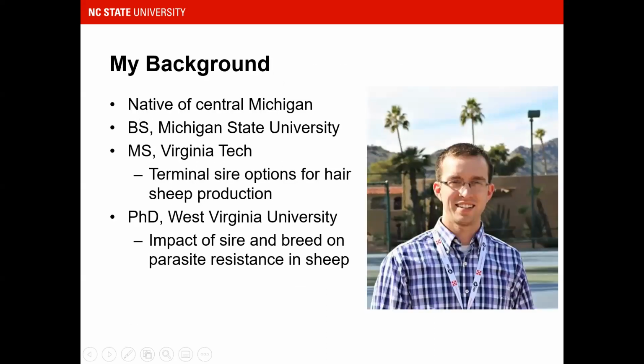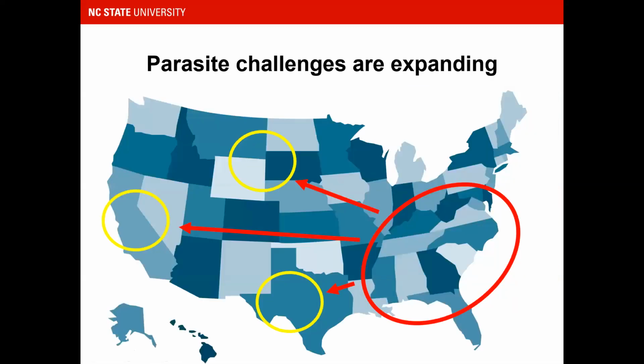So Amanda gave a nice introduction there, so I'll just skip over this and get right into the topic here. Parasitism in small ruminants is expanding. Traditionally, the Southeast U.S. has been the hotspot for parasites, and where a lot of the initial selection was needed to make sheep more resistant.